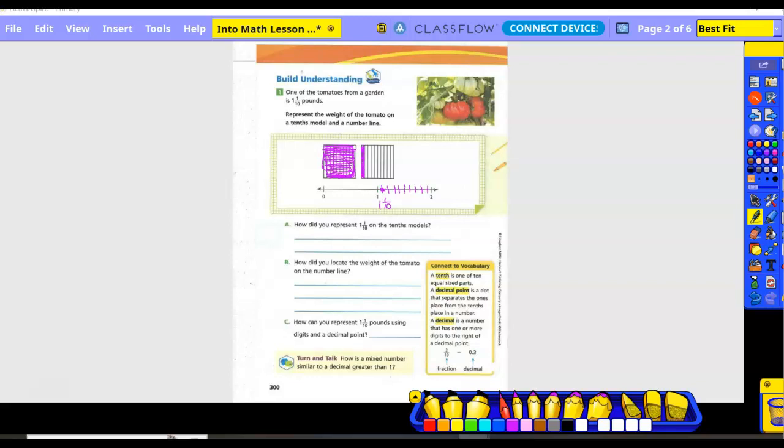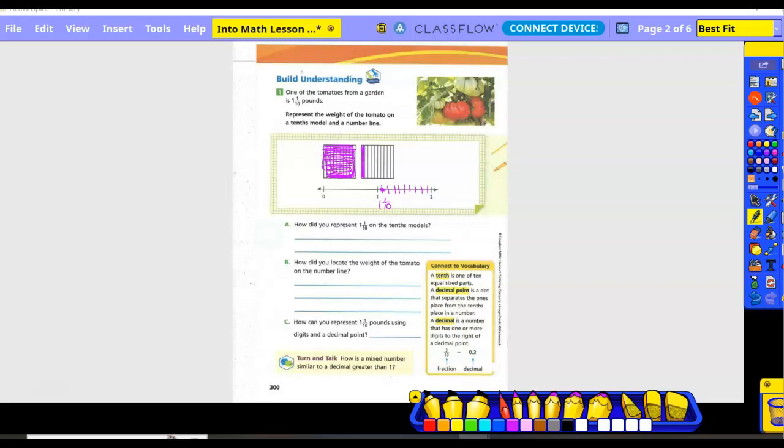Okay, letter C. A real quick vocabulary. A tenth is 1 of 10 equal-sized parts. A decimal point is a dot that separates the ones place from the tenths place in a decimal. A decimal is a number that has one or more digits to the right of the decimal point.